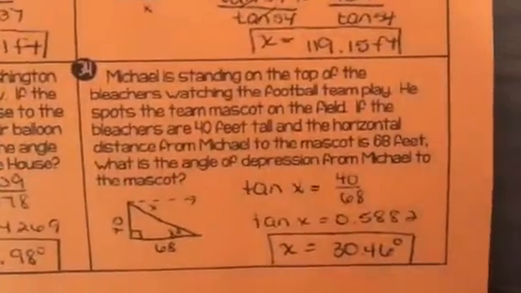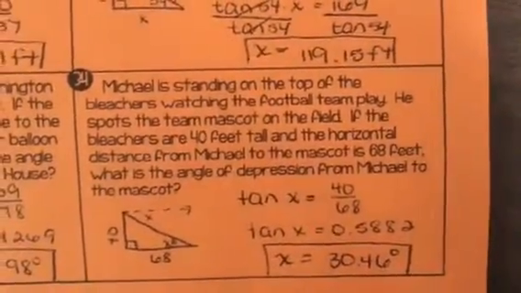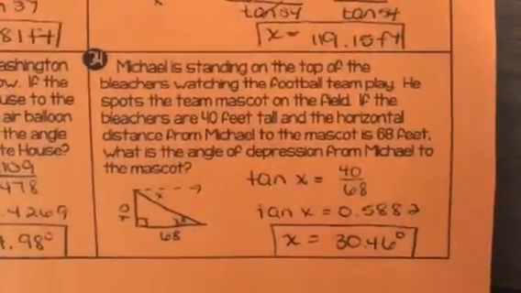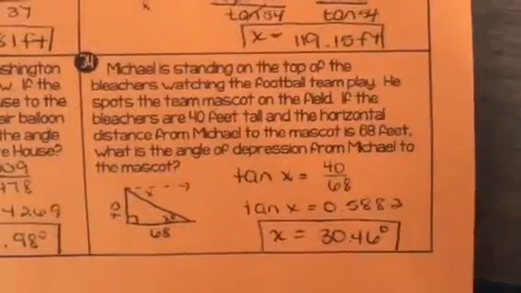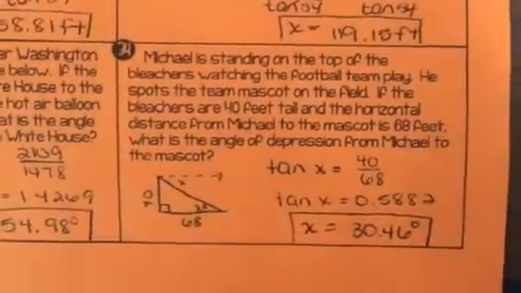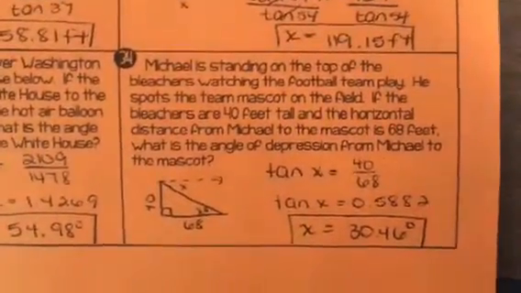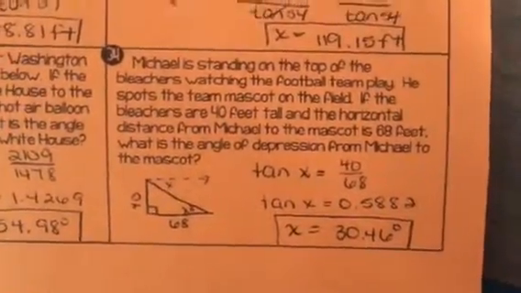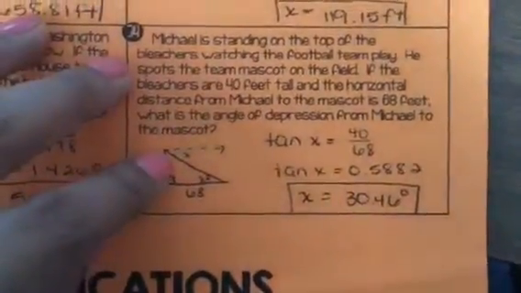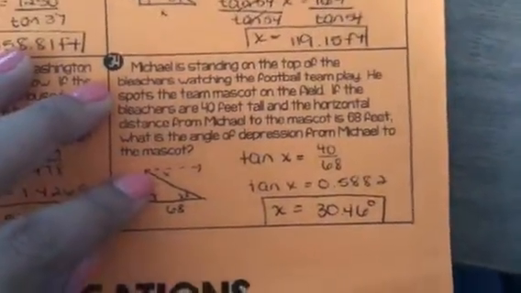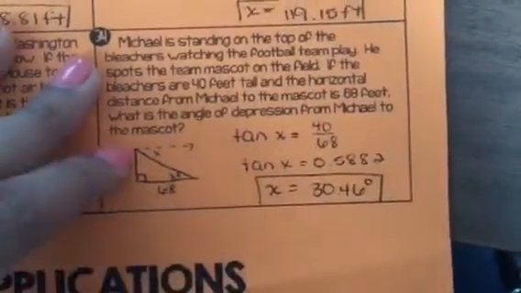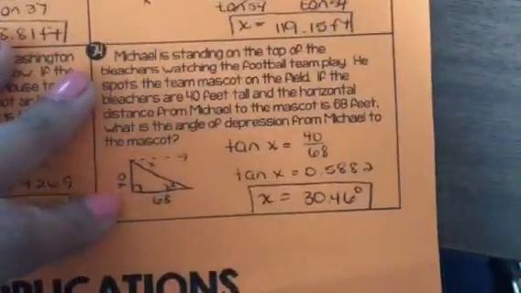Michael is standing at the top of the bleachers watching a football team play. He spots a team mascot on the field. If the bleachers are 40 feet tall and the horizontal distance from Michael to the mascot is 68 feet, what is the angle of depression from Michael to the mascot? So in this case, we have a boy standing up on top of a stadium bleachers looking down at a mascot 68 feet away. We know that the bleachers he's standing on are 40 feet above the ground.